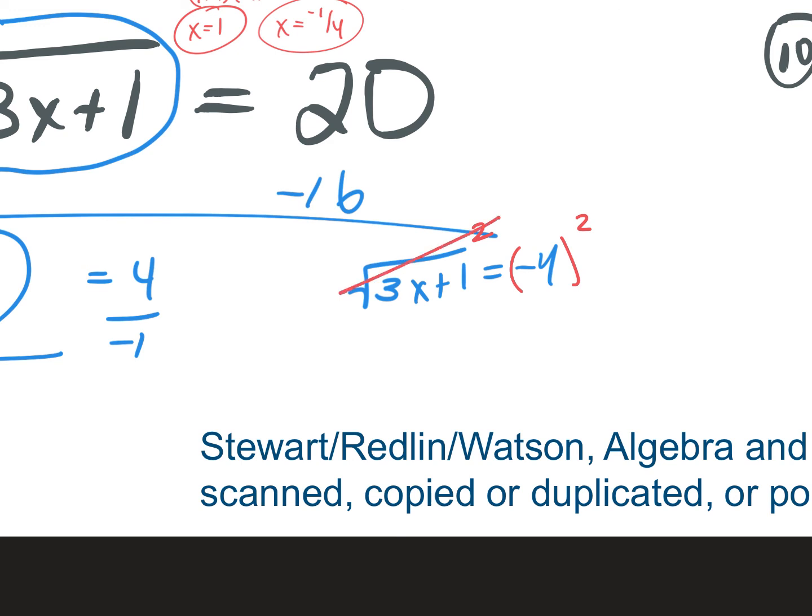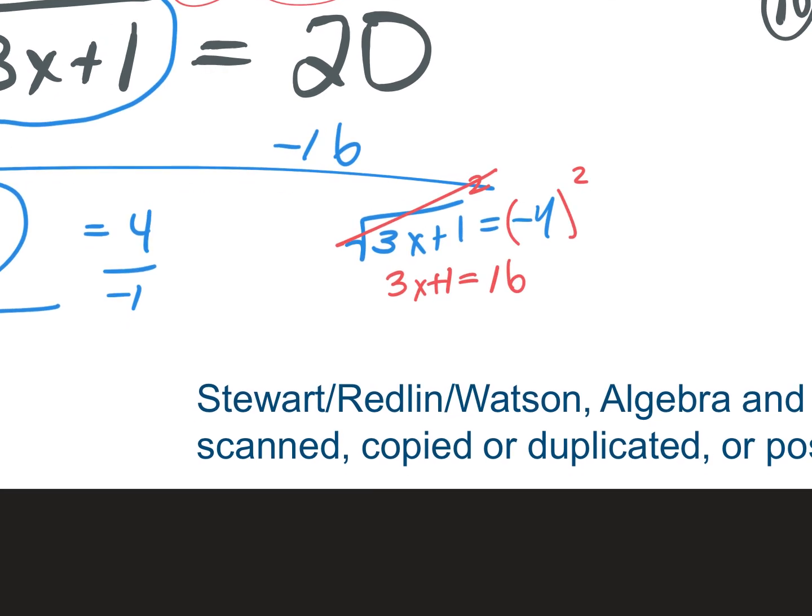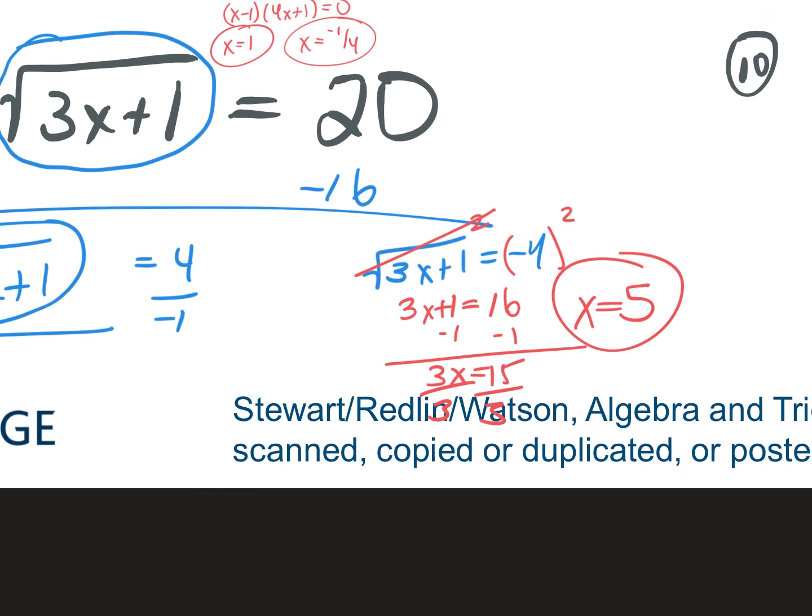Perfect. When I square a square root, it goes away. So 3x plus 1 equals, what's negative 4 squared? Positive 16. And then now what do I do? Minus 1. 3x equals 15. Divide by 3. Good, Sean. X equals 5.